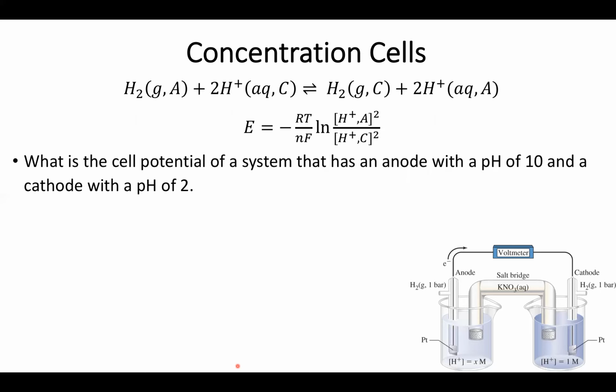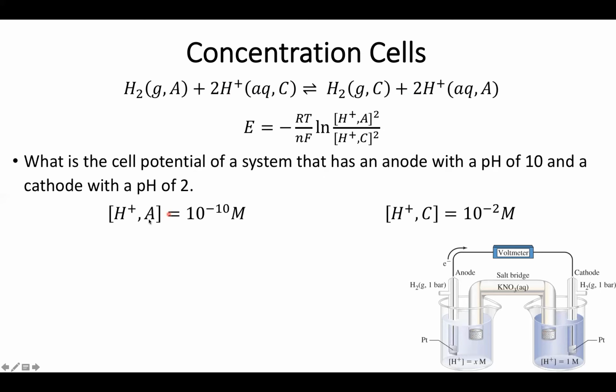So what would be the cell potential, again, at room temperature, if I have an anodic pH of 10, so I've got a pH 10 here, and the cathode has a pH of 2. So this means we have a high concentration of protons in the cathode, low concentration of protons in the anode. So this should end up being a favorable reaction. And let's take a look at it when we do the math.